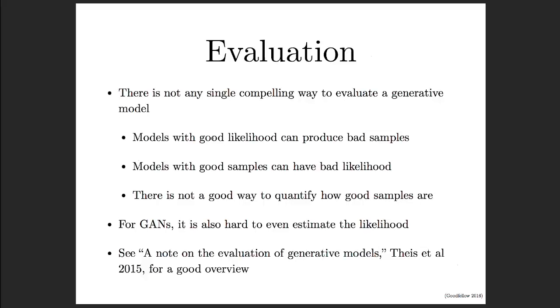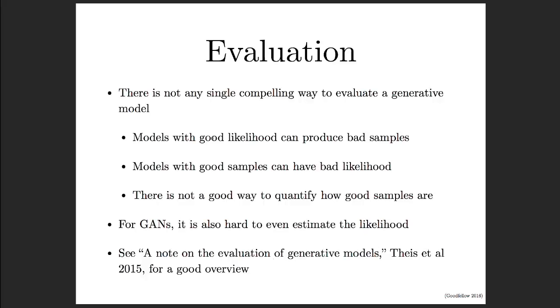Another really big important research direction for generative adversarial networks is figuring out how to evaluate them. This is actually a problem that's broader than just generative adversarial nets. It's a problem for generative models across the board. Models with good likelihood can produce bad samples. Models with good samples can actually have a very bad likelihood. And then even when we talk about good samples and bad samples, there's not really a very effective way to quantify how good or bad a sample is.